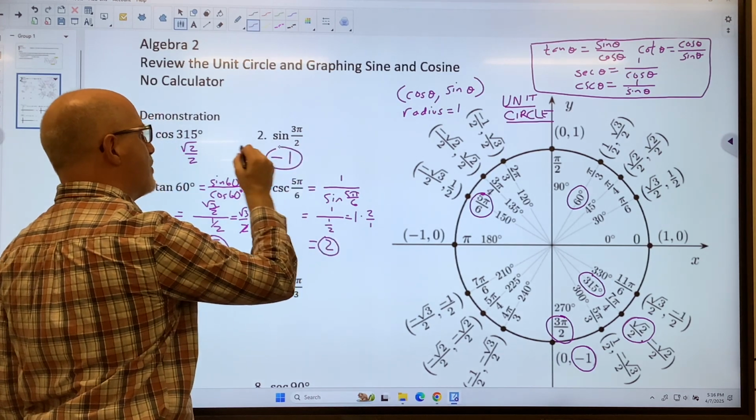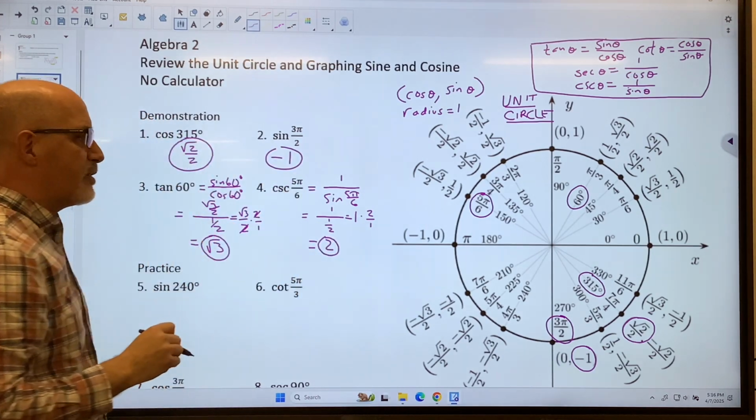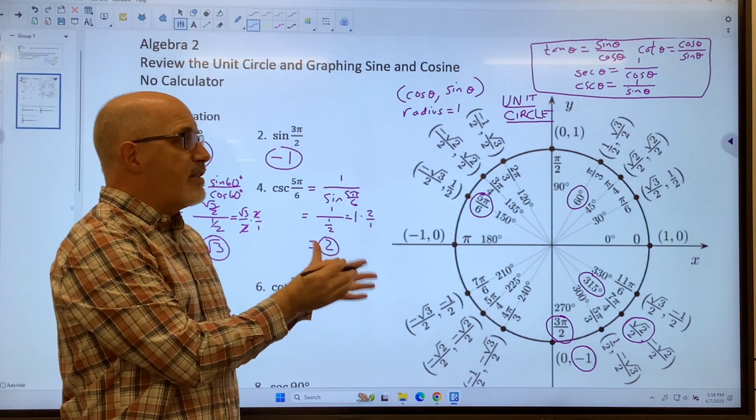So that's how you use the unit circle to get these values. And again, this is if you're given the unit circle.